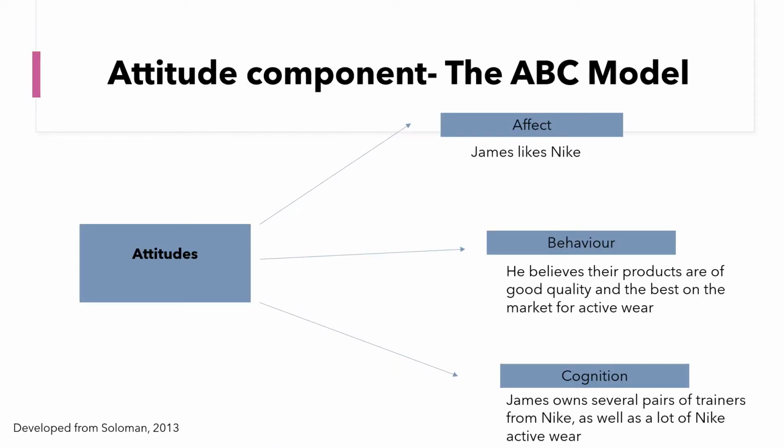Now moving on to the attitude component, the ABC model. A consumer makes judgments about a brand through either individual research, social influences, etc. Through these judgments, a consumer makes their own attitudes. For example, the affect of the attitude is that James likes Nike. The behavioural effect is that James believes Nike products are of good quality and are the best on the market for activewear. And finally, the cognition is that James owns several pairs of Nike trainers as well as a lot of their activewear.